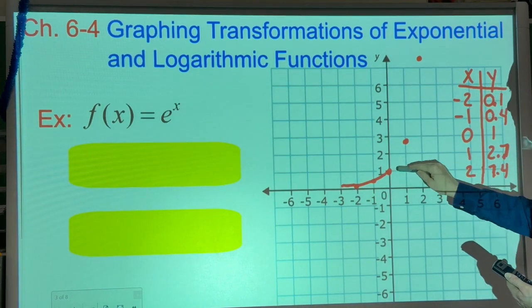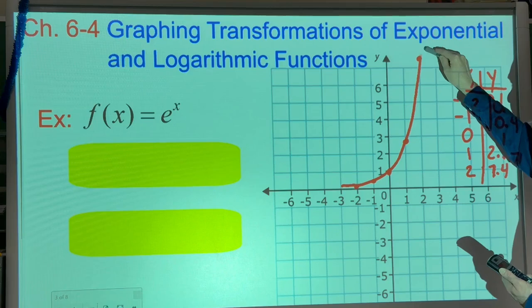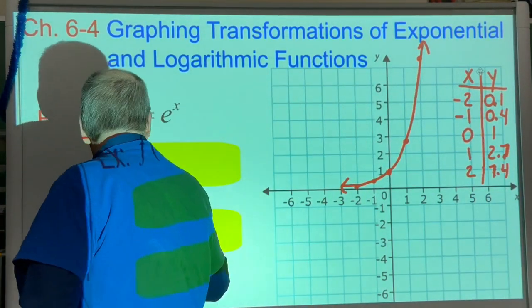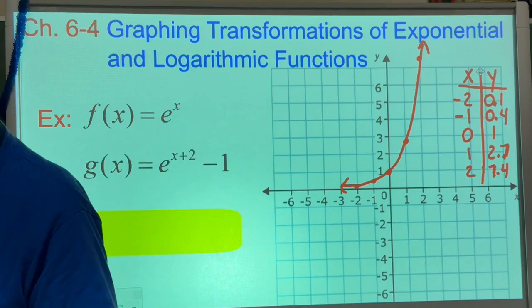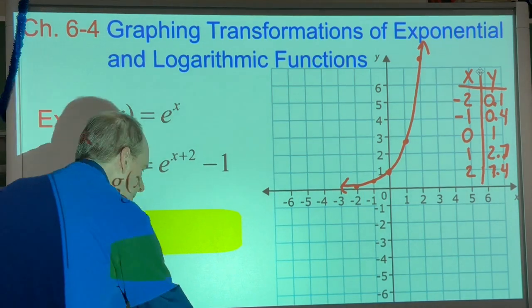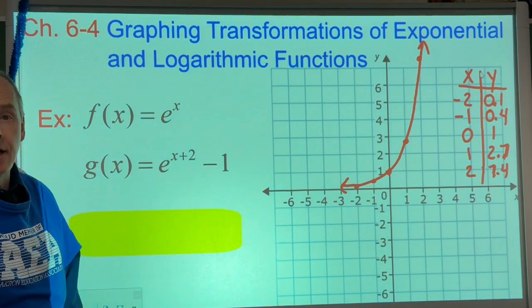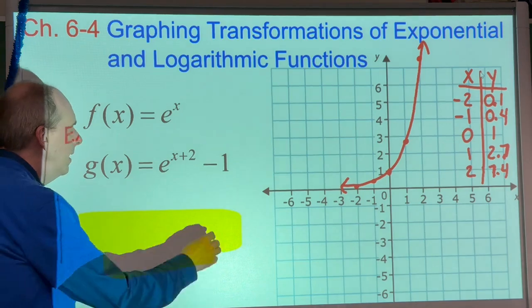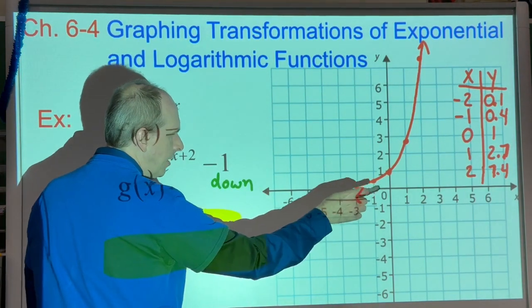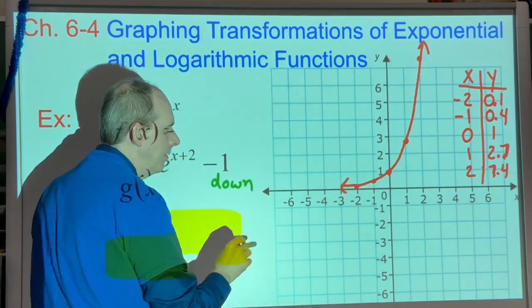Draw our curve. We have our exponential growth. So how would you then graph something like e to the x plus 2 minus 1? Well, using transformations, we realize that one of these numbers moves us left and right, one of them moves us up and down. This is down 1 unit. Every point is going to go down 1 unit.